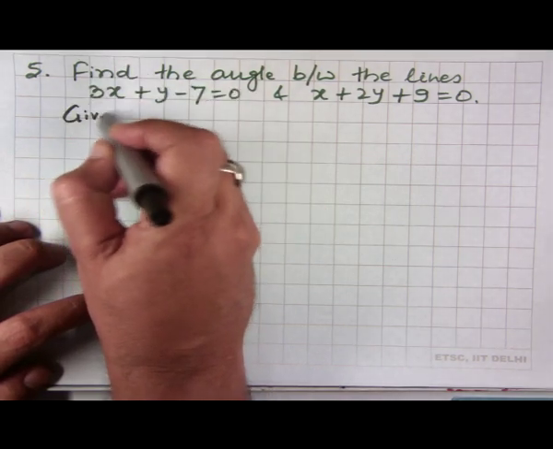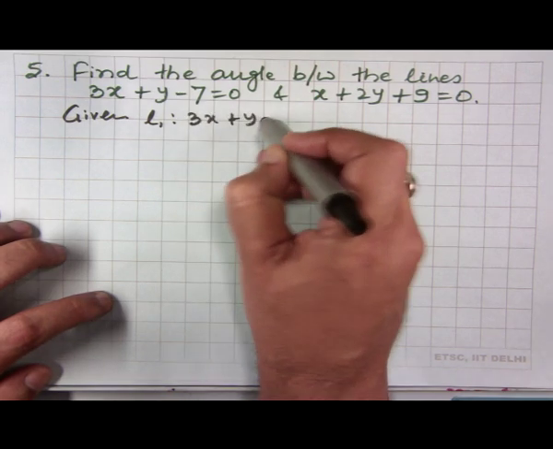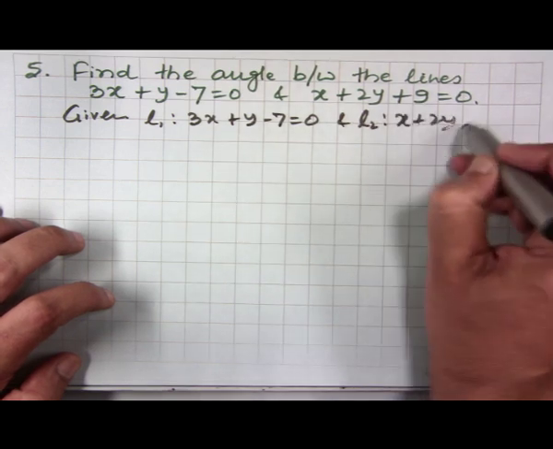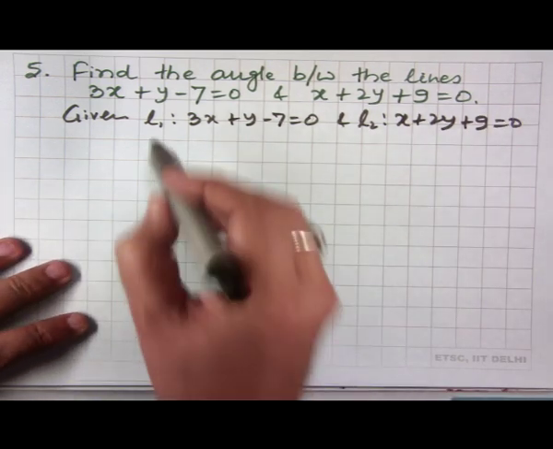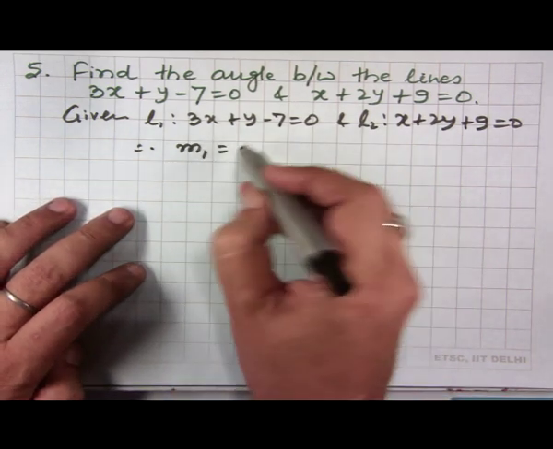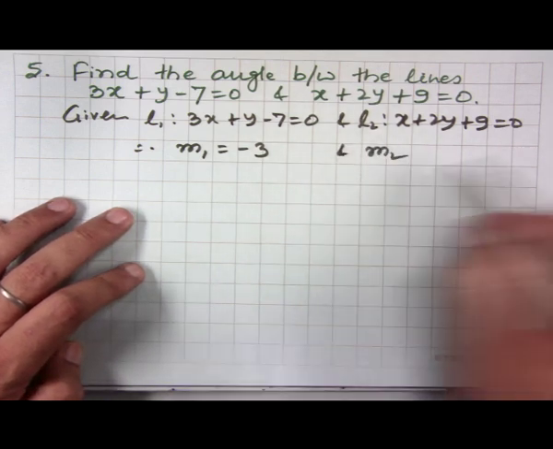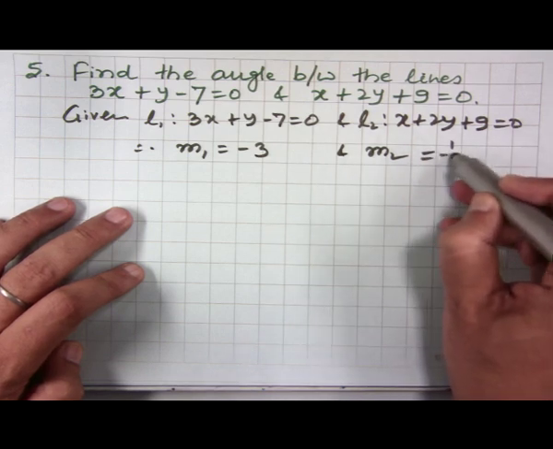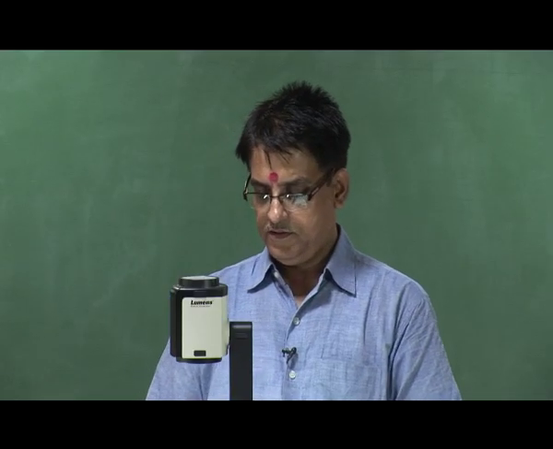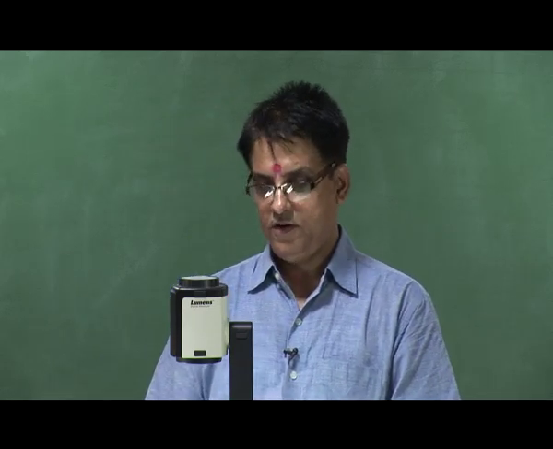So given L1, line 1 is 3x plus y minus 7 equal to 0 and L2 is x plus 2y plus 9 equal to 0. So slope is what? m1 is equal to minus 3 and m2 is equal to minus 1 by 2. We just reduce these two equations to slope intercept form and we'll get the values. The purpose of this problem is how to reduce and get the values of m1 and m2. And when we get the values of m1 and m2, then it is very easy.